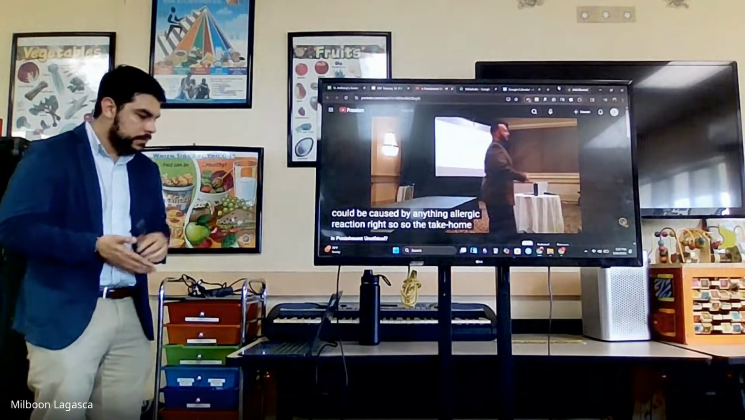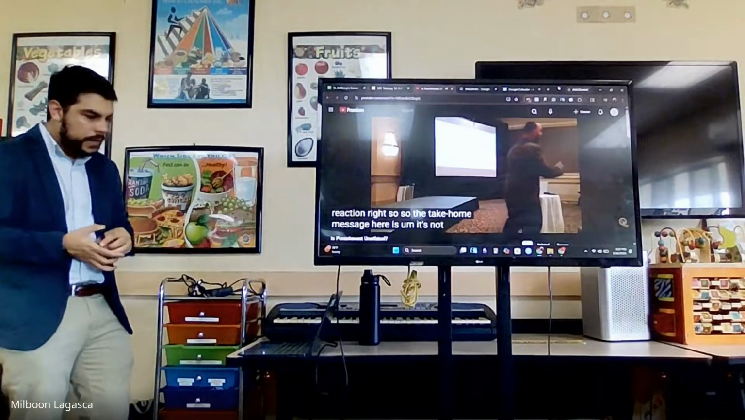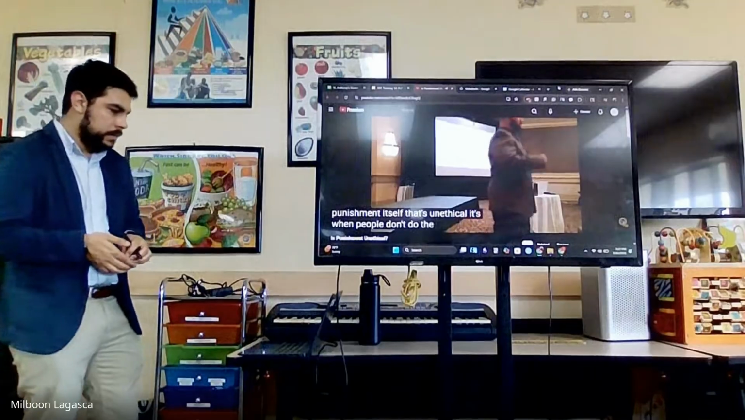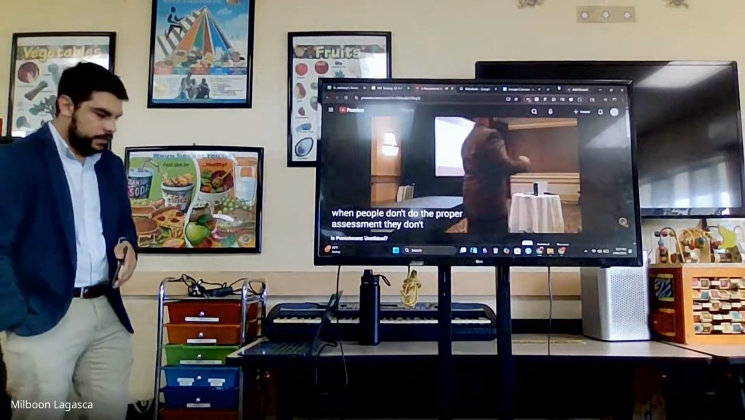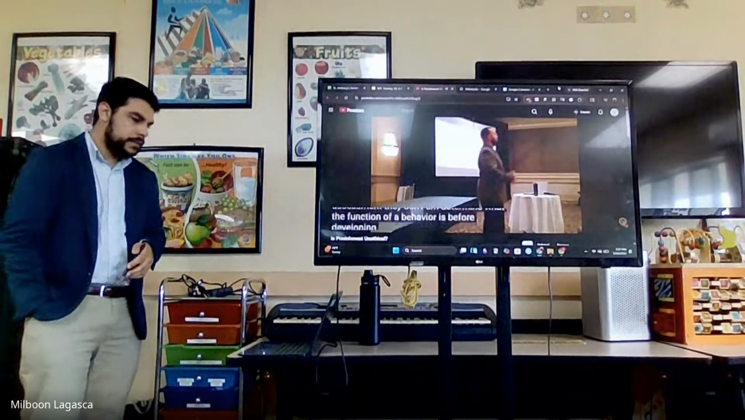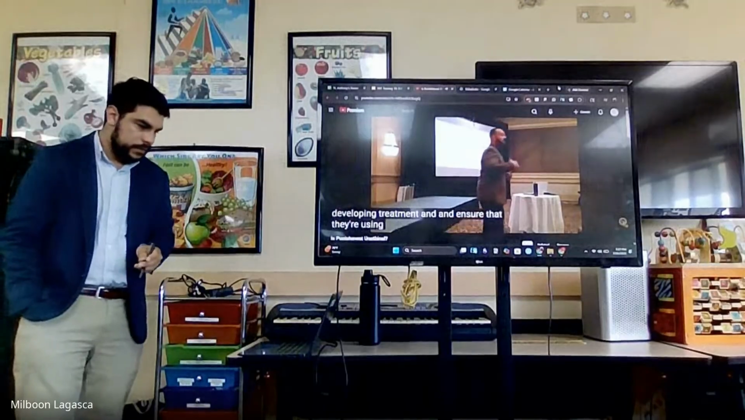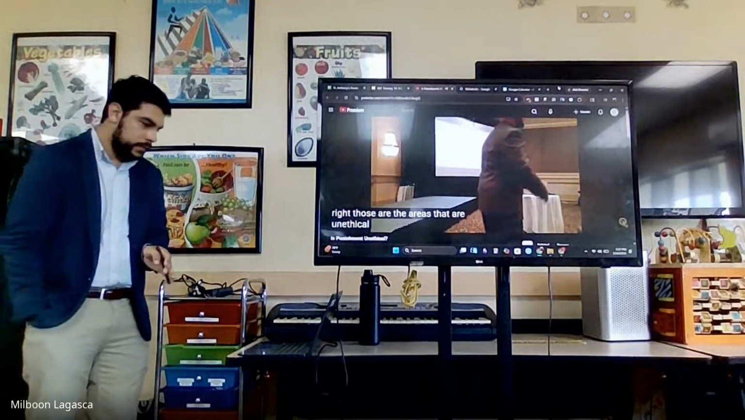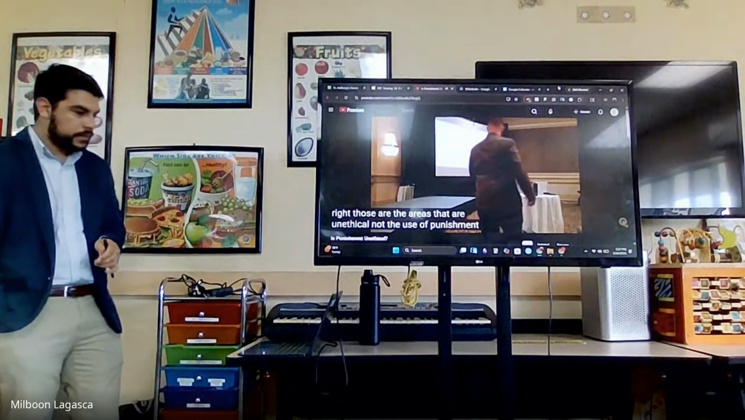So the take-home message here is, it's not the punishment itself that's unethical. It's when people don't do the proper assessment. They don't determine what the function of a behavior is before developing treatment and ensure that they're using function-based treatment, right? Those are the areas that are unethical, not the use of punishment itself.